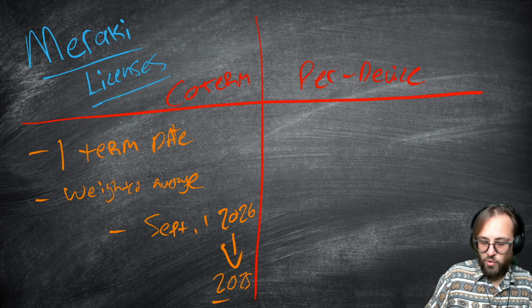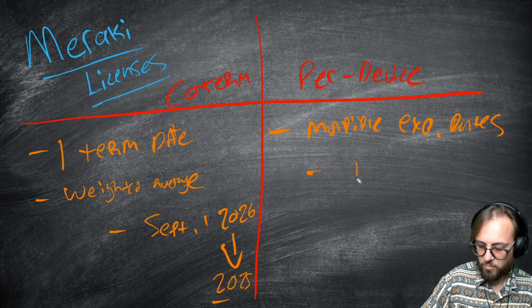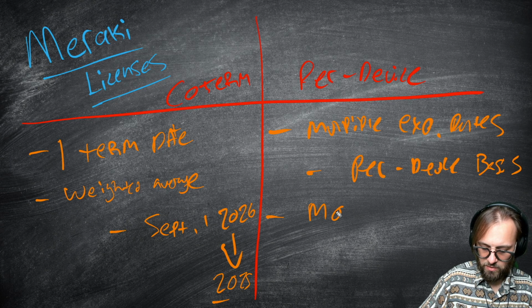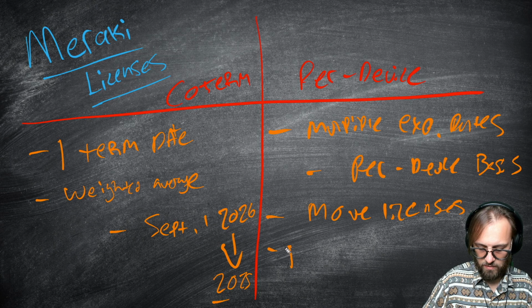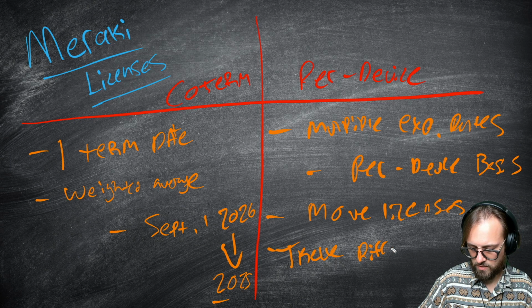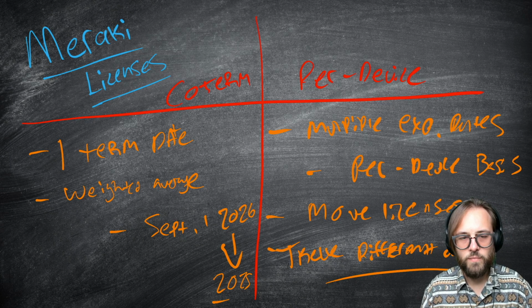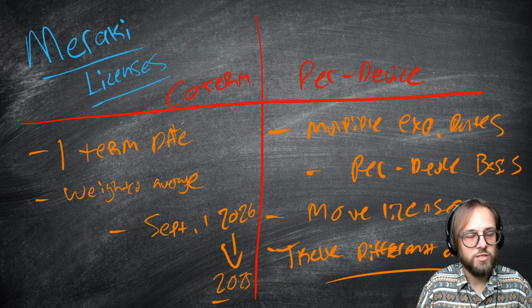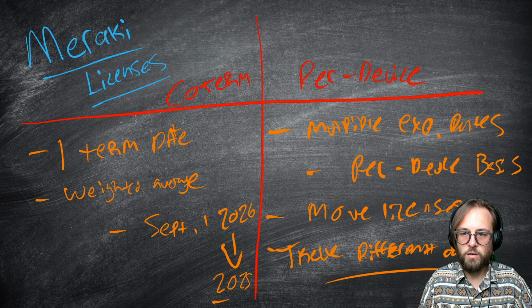A couple of bullet points on that. Multiple expiration dates on a per device basis. You can move those licenses around. But now you have to keep track of all these different dates. That last one is a given: you just have to keep on top of your licensing and track it. You're not going to have one termination date. And it's purely up to you what works best for you.